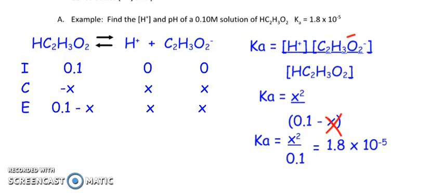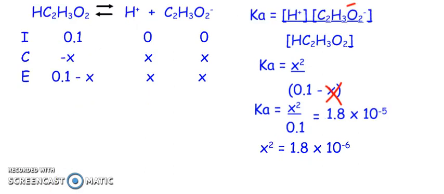So what did we end up with? We end up with X squared is equal to, well, multiply both sides by 0.1, and we get 1.8 times 10 to the negative 6. And what does X then become? I had to scroll it down a little bit so I could have a little more room here. So I took the square root of both sides, and I get X equals 1.3 times 10 to the negative third. So just stop right here for a second.